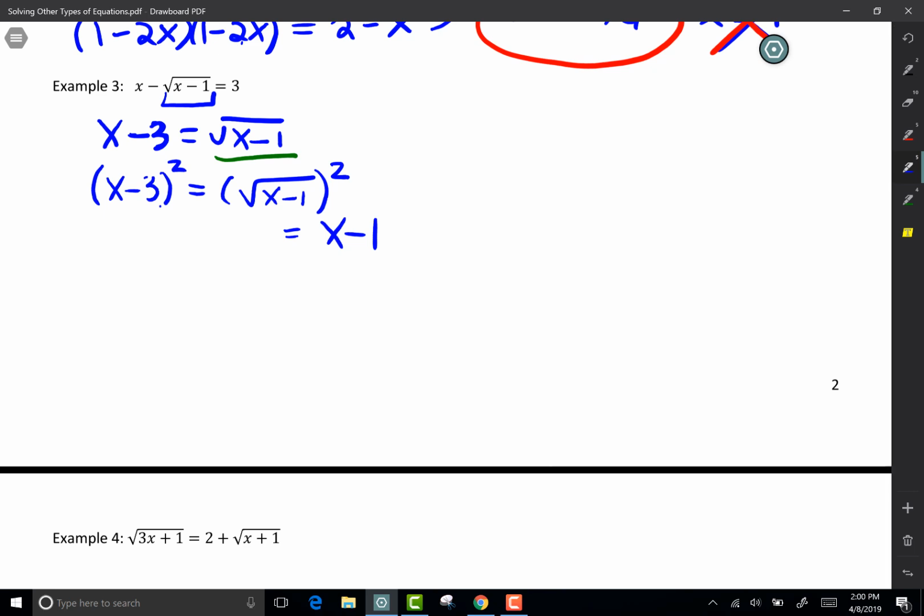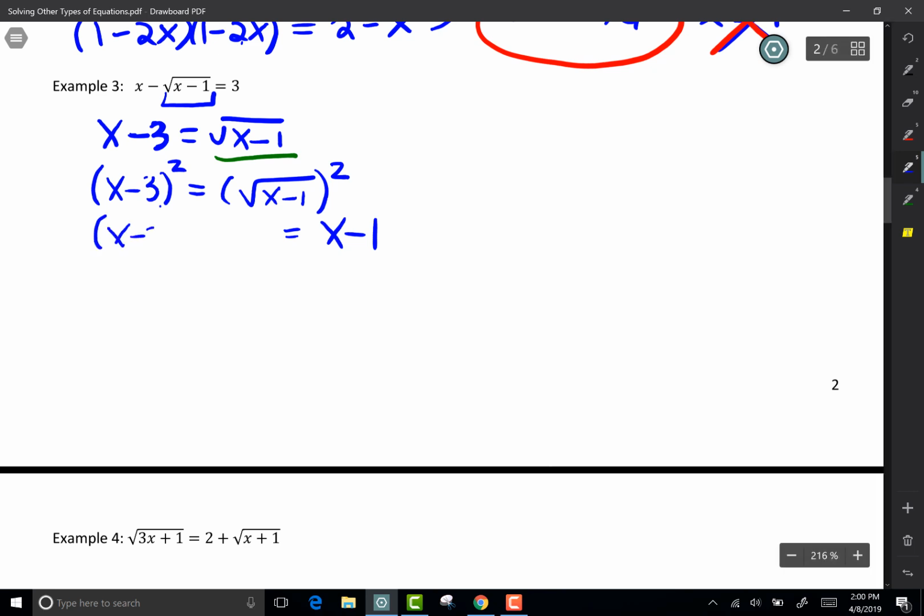And then the x minus 3 squared, don't forget, that's FOIL. That's x minus 3 times x minus 3. Okay, when I FOIL that, I'm going to get x squared minus 6x plus 9. I did a couple steps in my head. If you can't do that, write out all the steps.